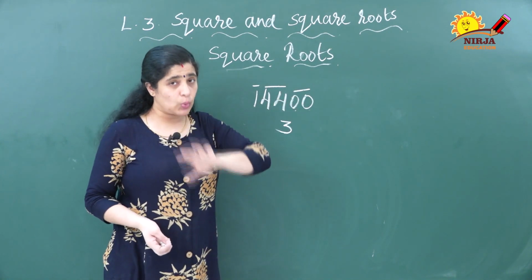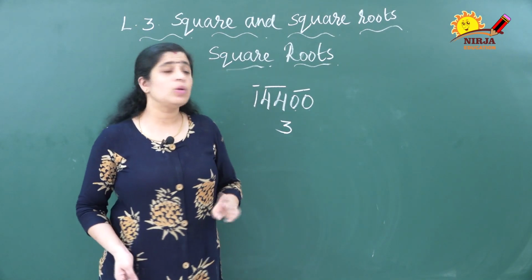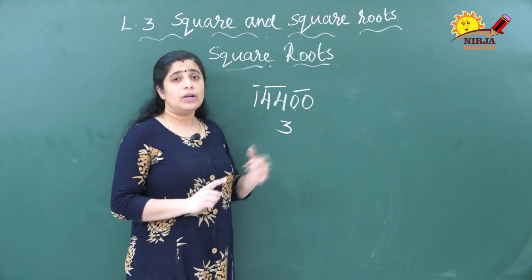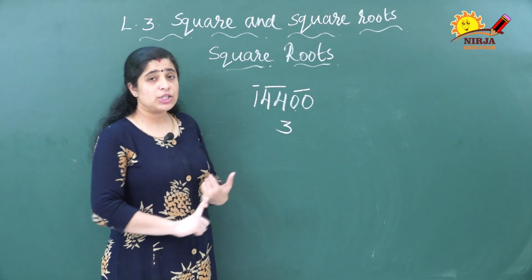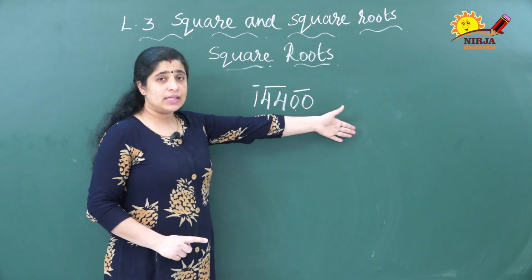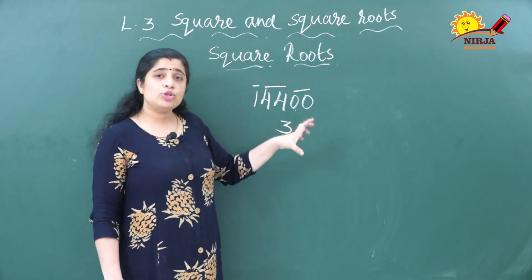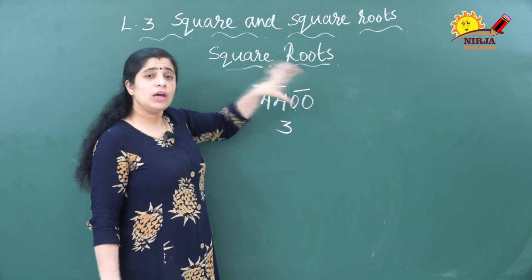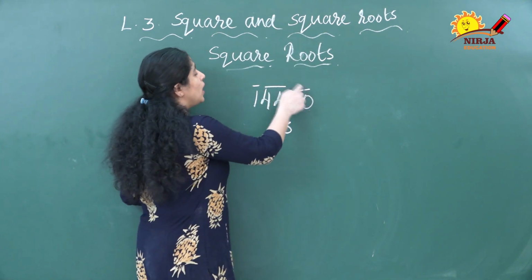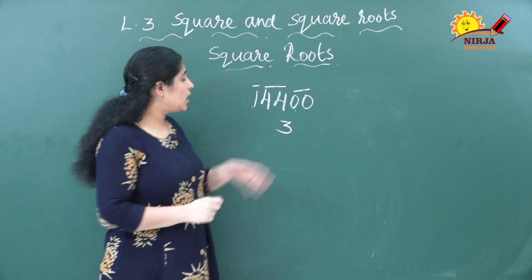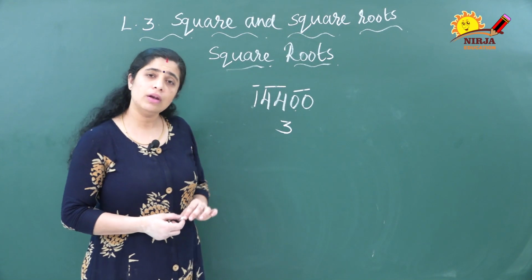3 is not the square root. 3 digits will be there in the square root of this number. I will repeat this. You have to do the pairing of the given number from the right hand side, not from the left hand side. After pairing you should keep a bar over each pair, which I have done here. So how many bars are here? 1, 2, 3. 3 bars are here. So 3 digits will be there in the square root of the number.